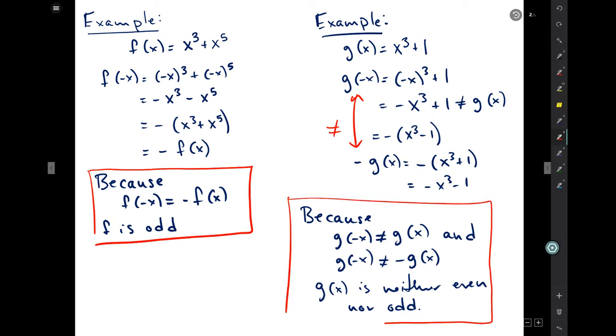So the mere presence of an odd power does not mean that we have an odd function. We really do have to go and check the definitions. So most functions are neither even nor odd. It's a really specific definition in order for a function to be even or odd.